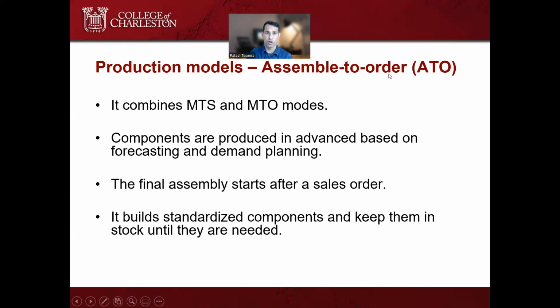And finally, assemble to order is a combination of make to stock and make to order. What companies do is they produce components in advance based on forecast and demand planning, and then they let these components or semi-finished products wait for sales orders to come for the final assembly. Okay, so the final assembly starts off the sales order, but the company produces many components, many parts, many semi-finished products sitting there waiting for the sales order to come. It builds standardized components and keeps them in stock until they are needed.